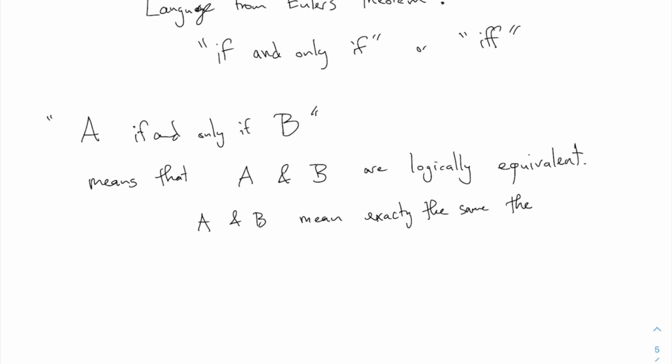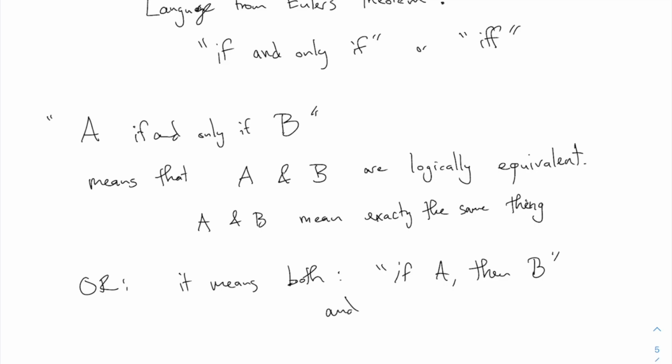Exactly the same thing. All right, A if and only if B means the two things are logically equivalent to one another. Another way of saying this is, it means both of these two things: if A, then B, and if B, then A. So when I say A if and only if B, it means that whenever A is true, B is also true, and also whenever B is true, A is also true. That's another way of saying A and B mean the same thing logically. All right?